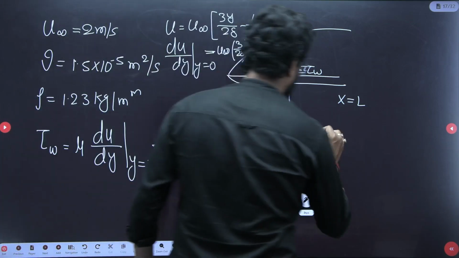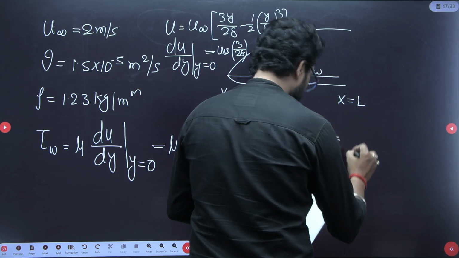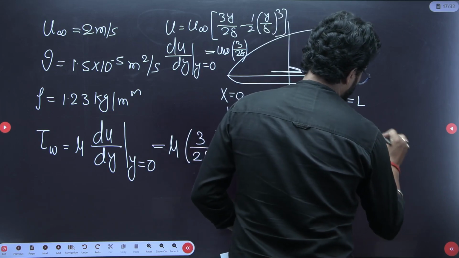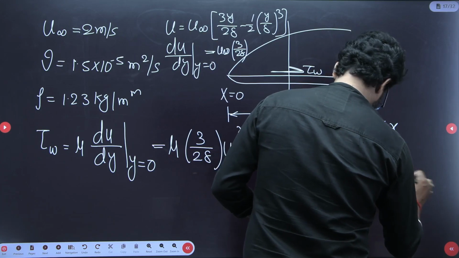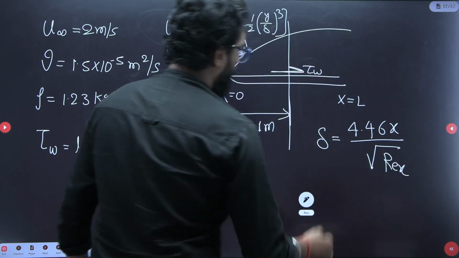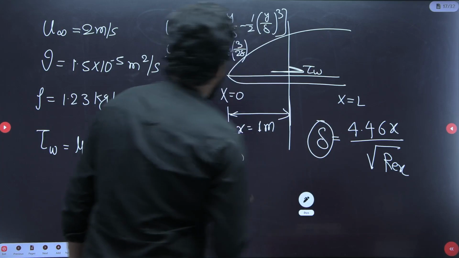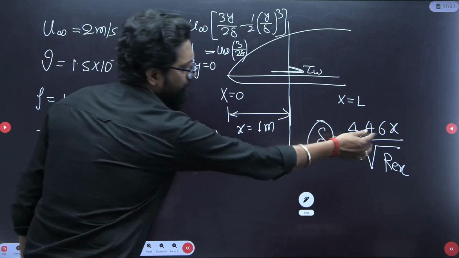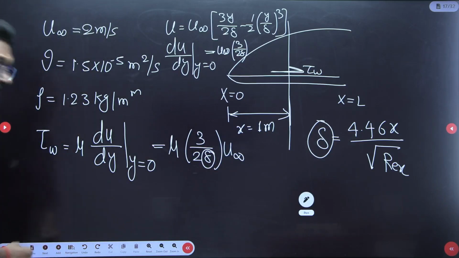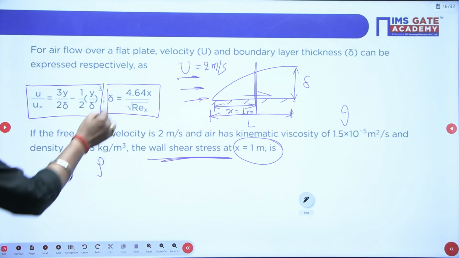Now, what is the value of delta? It is given as 4.46 x divided by the square root of Rex. So if you find the delta, why? Because from here you have to find the delta value. The delta relation you have to find from the given relation.